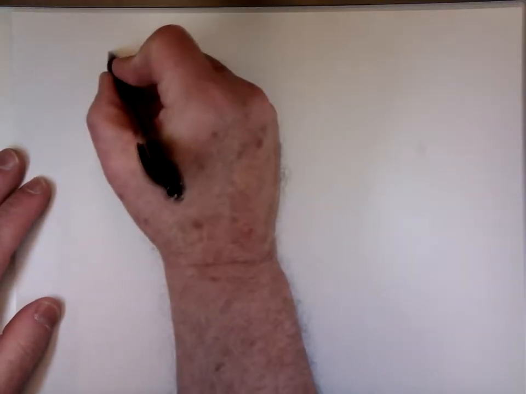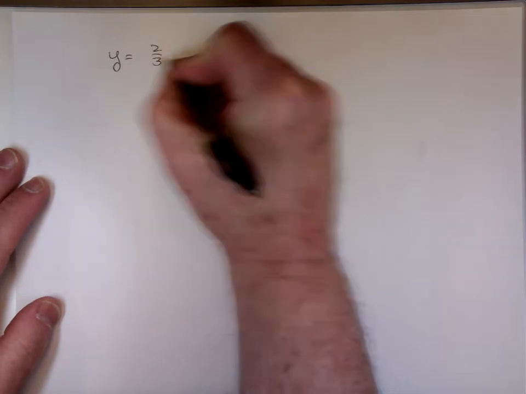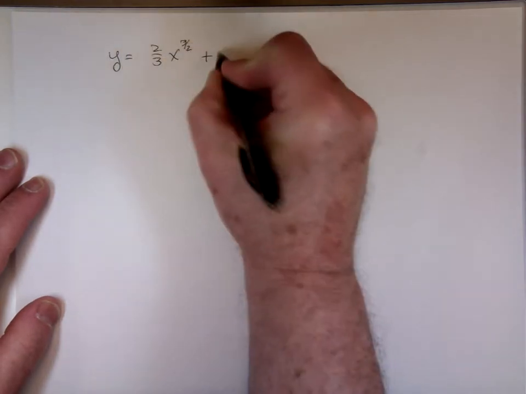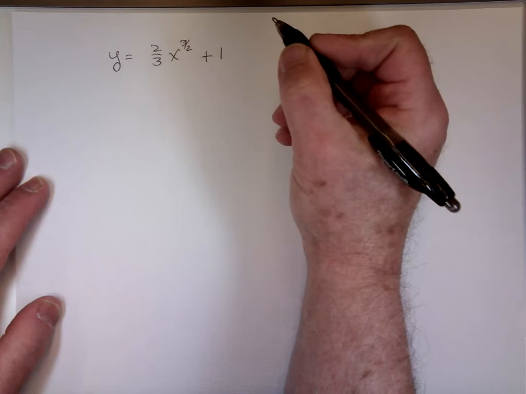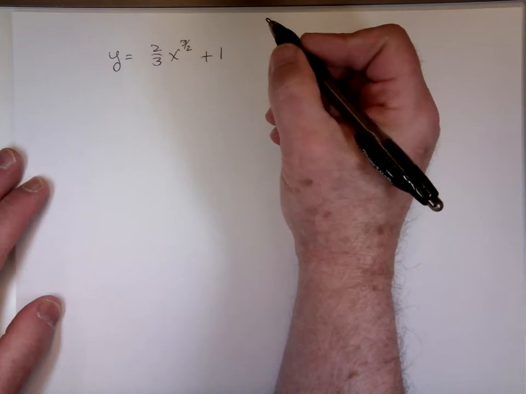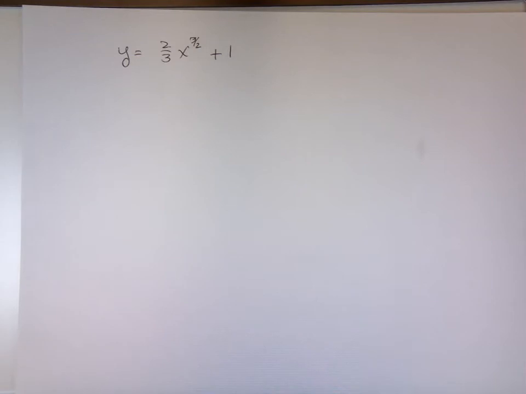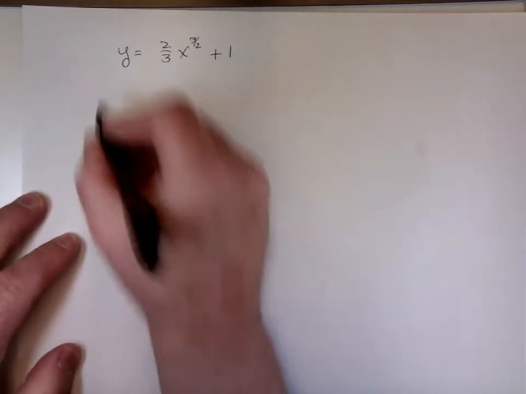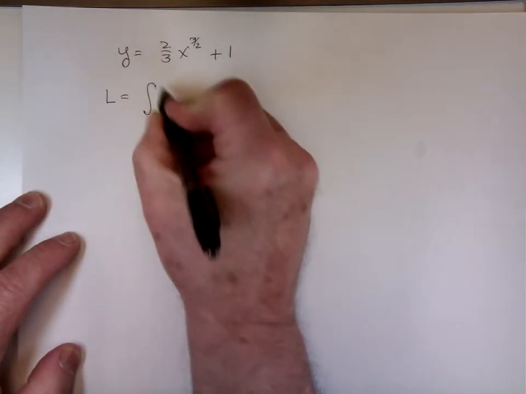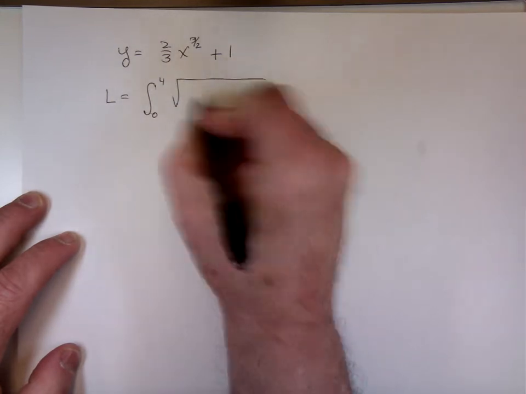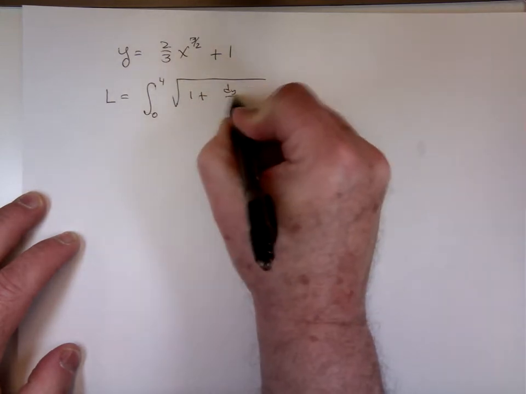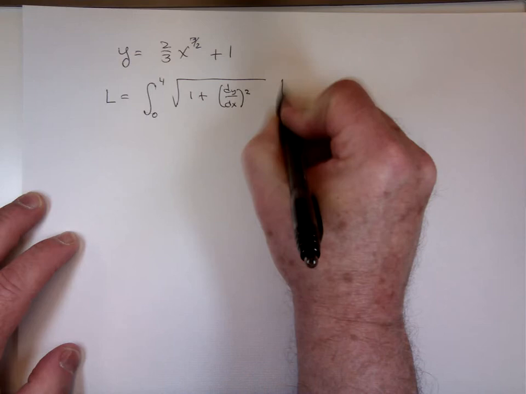Y equals 2/3 x to the 3/2 plus 1. And we're going to go from 0 to 4, I guess. Is that what that looks like? I think. Okay, arc length is the integral from 0 to 4, square root of 1 plus the derivative squared dx. That's our arc length formula.